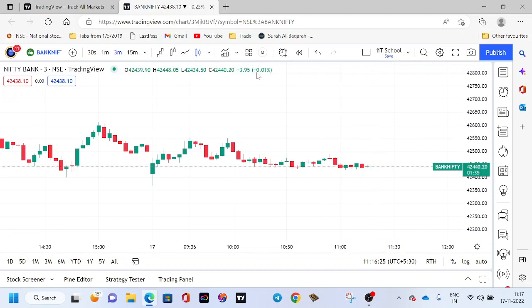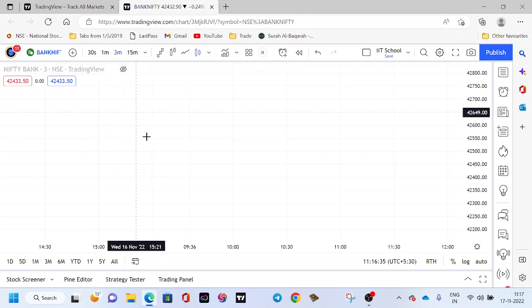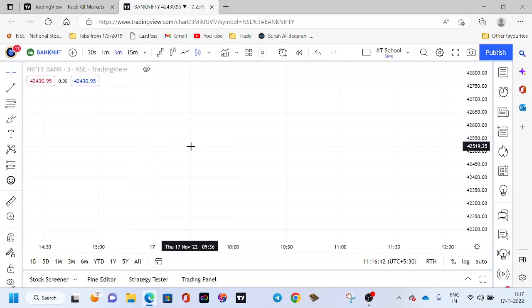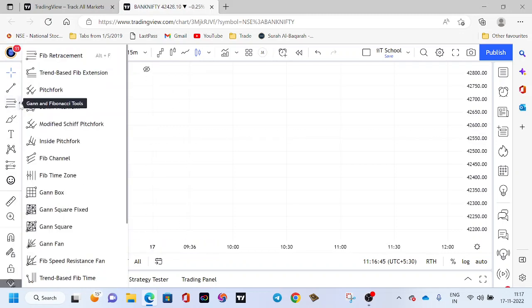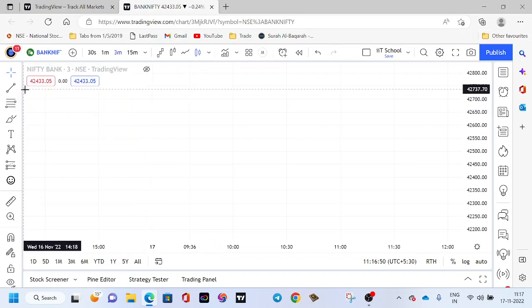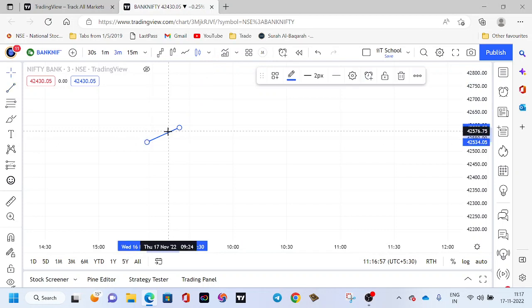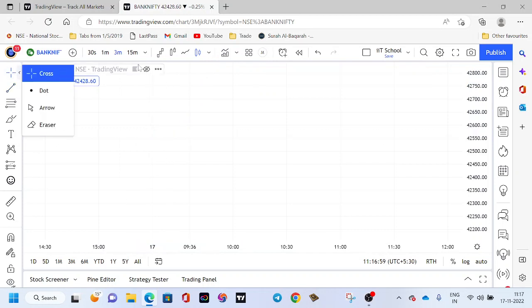Okay, so let me tell you what our strategy is. Our strategy is very simple. Our strategy is a 4-line strategy. What is the 4-line strategy? I will take help from the drawing tool. Okay, instead of that I will take the indicator directly, then I will explain.